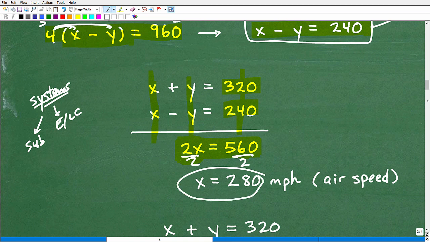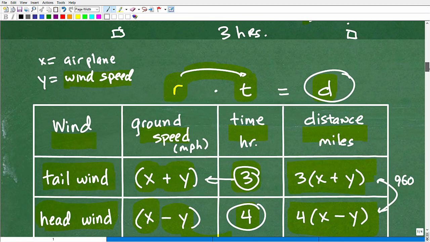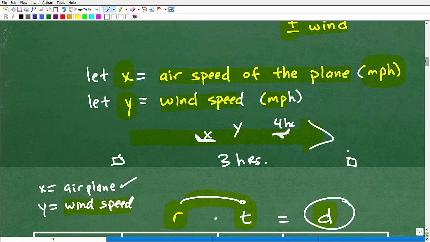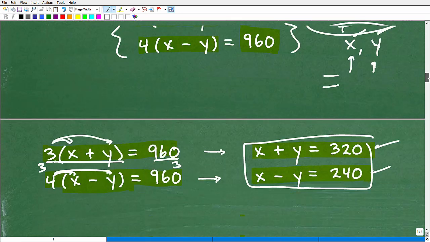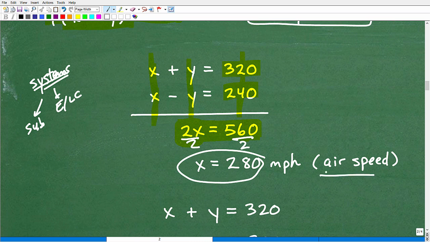Now, what was x? Let's go back up here. And remember, x was the speed of the airplane in miles per hour, right? Way back here, remember, we let x equal the air speed of the plane in miles per hour. So we got that now. The airplane's airspeed is 280 miles per hour.